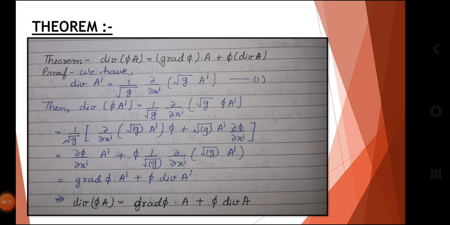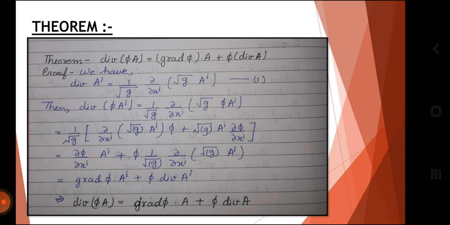Now coming to the last theorem, divergence of phi A equals grad phi dot A plus phi divergence of A. Coming to the proof, we have divergence of A^i equals 1 upon under root g del upon del xi in the bracket under root g A^i.